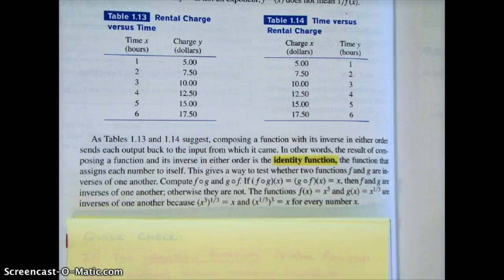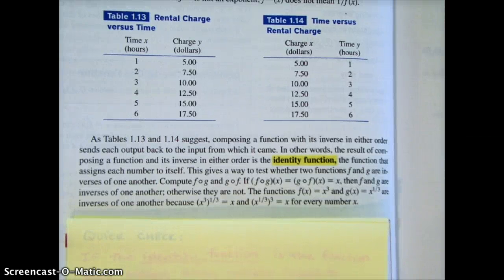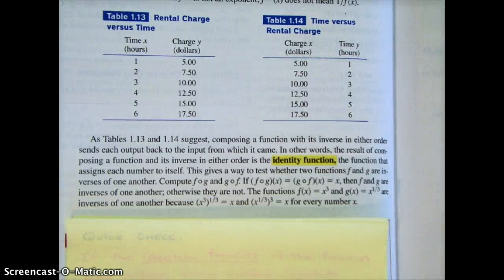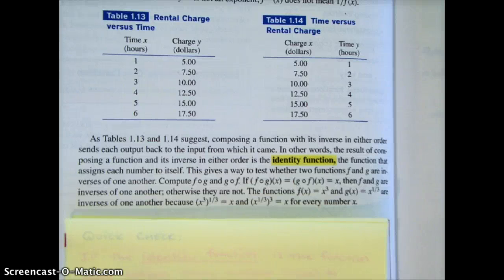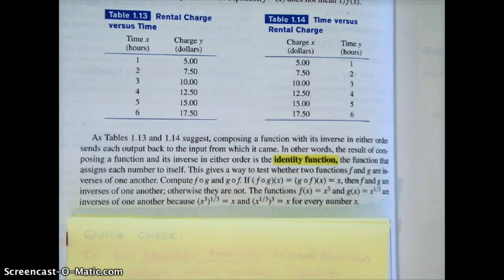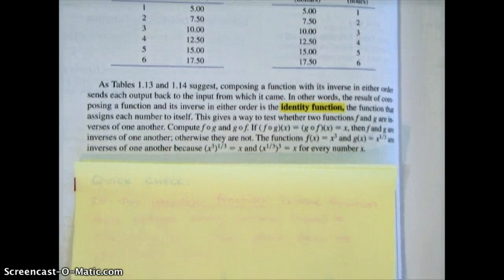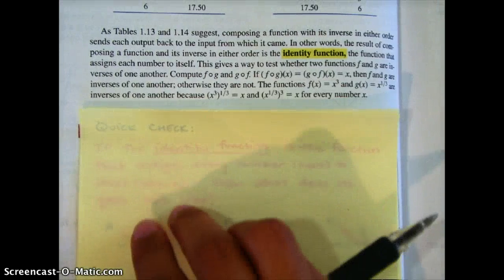Otherwise, they're not. For example, the functions f of x equals x cubed and g of x equals x to the 1/3 power are inverses, because if I compose them, the first composition, g of f of x, equals x. And the second composition, f of g of x, also equals x. Let's do a real quick check, because this is a very important definition, and it's probably simpler than you may at first realize.